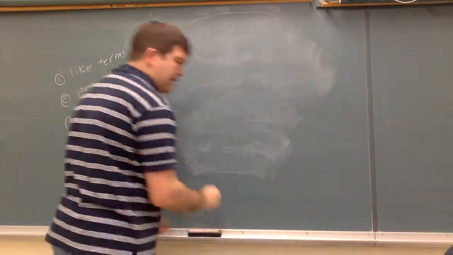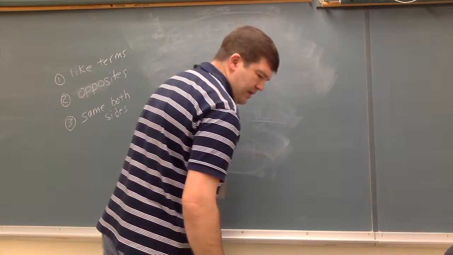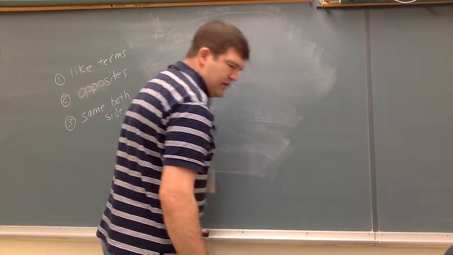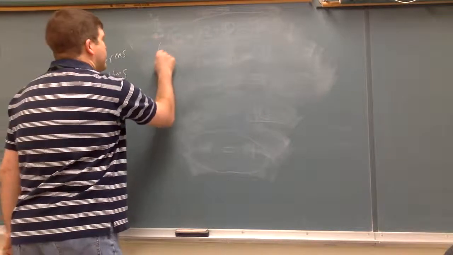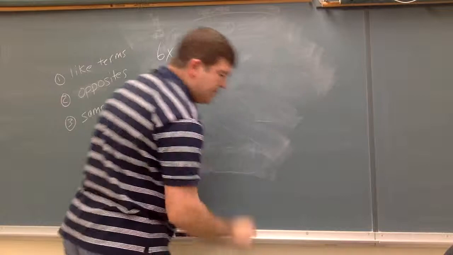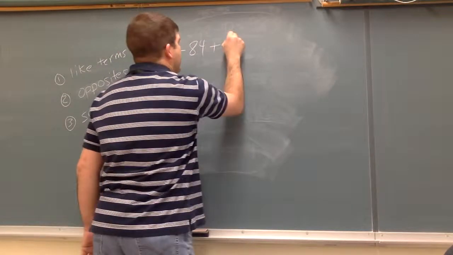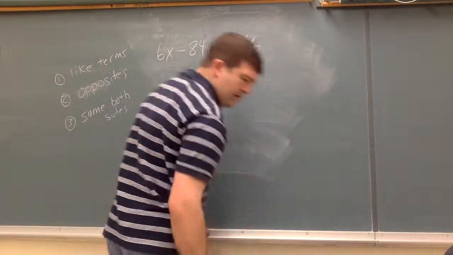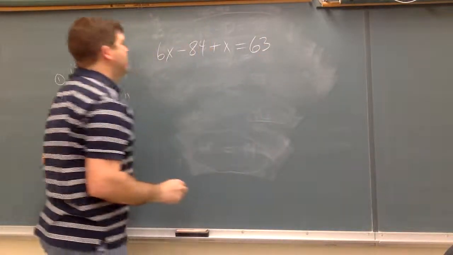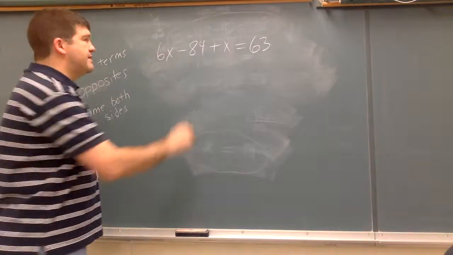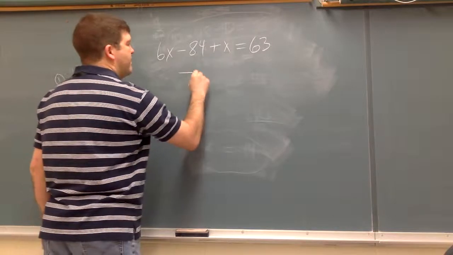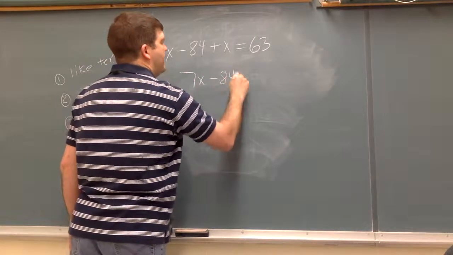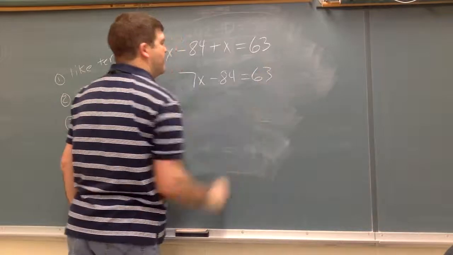Number 2 is... you know what, I think what I'll do on this, I'll do 6x minus 84 plus x equals 63. Okay, so I'm looking for like terms. I see I have an x here and an x here. 6x plus x is 7x minus 84 equals 63.